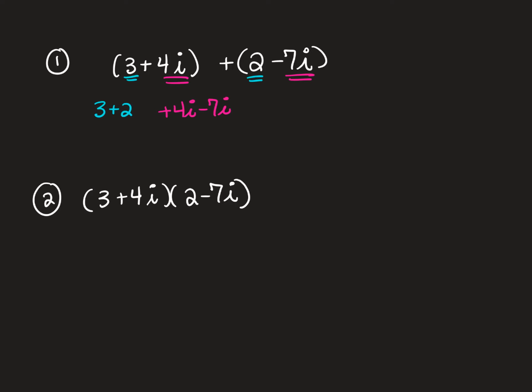Okay, and then it's just a matter of 3 plus 2 is 5. 4 minus 7i is negative 3i, and that is your answer: 5 minus 3i.